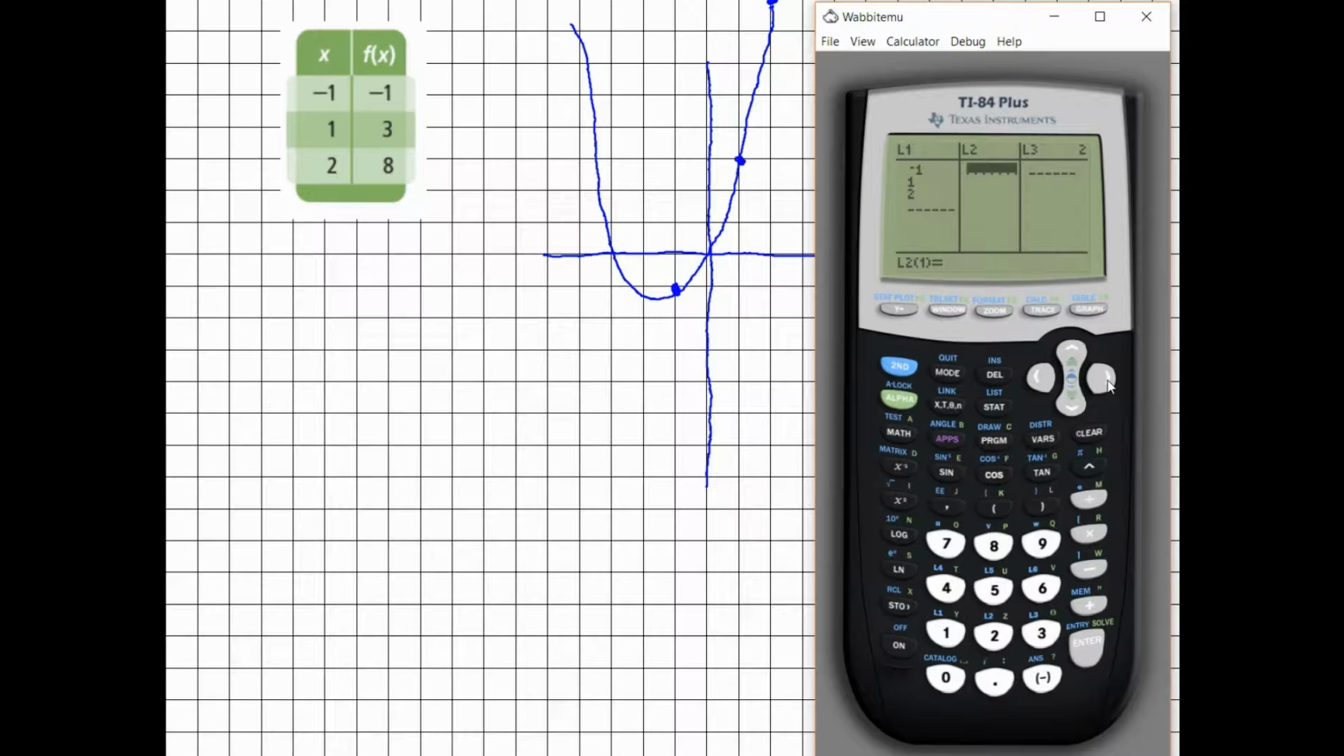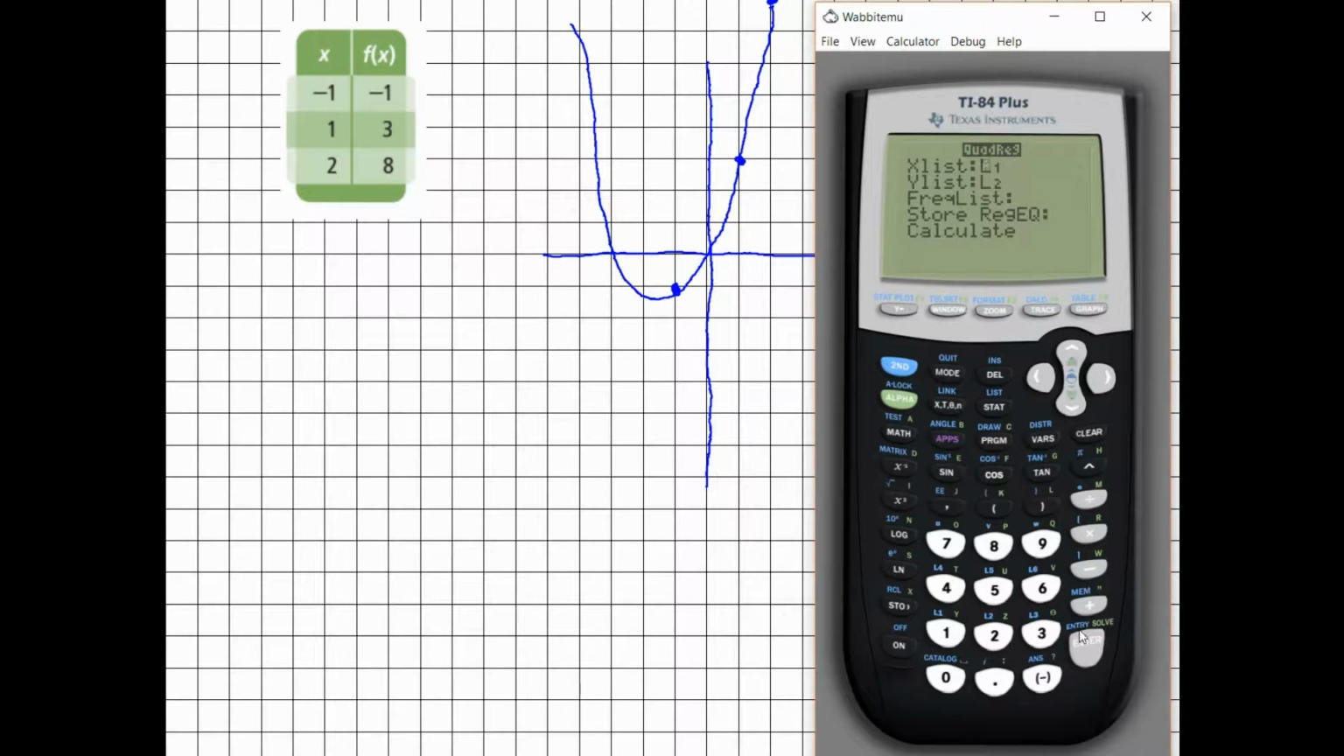All right, and then over here on the right, we're going to put in all the y values that I have. So I have -1, 3, and 8. All right, so we're going to hit second and quit right here. And we're going to go back to stat so we can use the math functions. And we're going to go here to calculate, and we want to create a quadratic regression model. All right, and so what we're about to do is going to create a line of best fit. So we're going to hit enter.